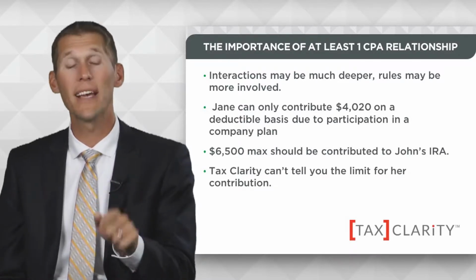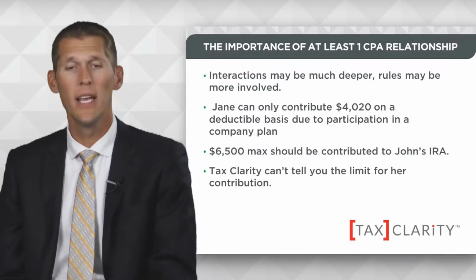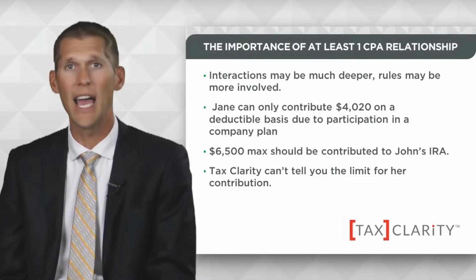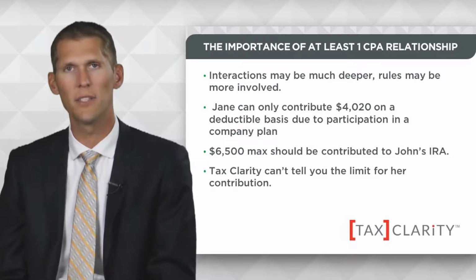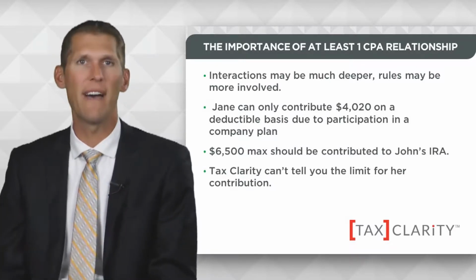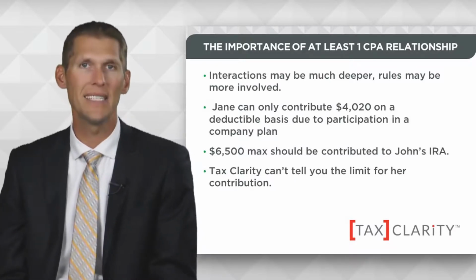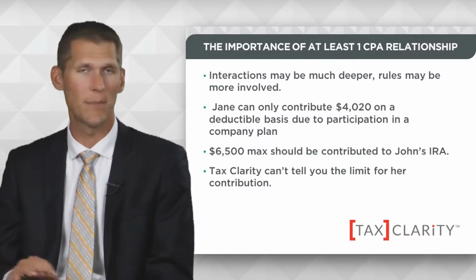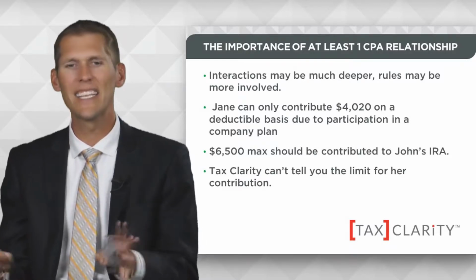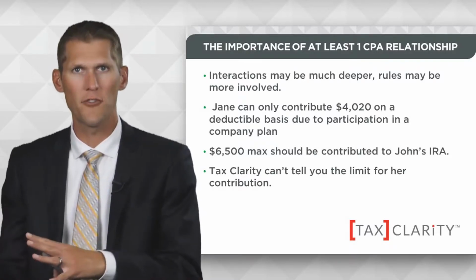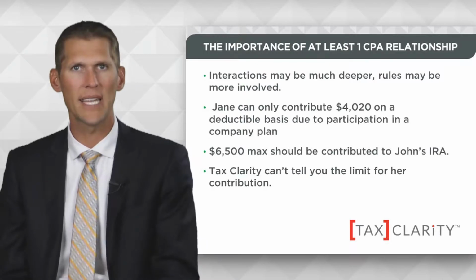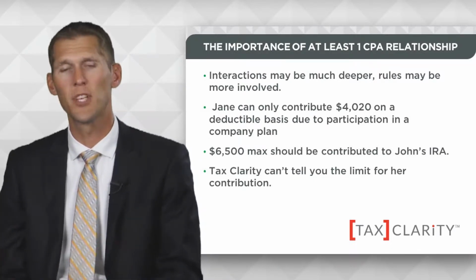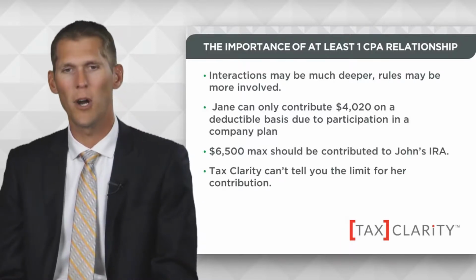So in this case, because Jane was contributing to an employer-sponsored retirement plan, she could only contribute $4,020 to a deductible IRA, which means that we contributed the $6,500 max to his IRA in order to get us to the number we needed to reduce those capital gains as much as possible. Now, Tax Clarity isn't going to be able to tell you those limits for contributions. It's not asking about outside contributions to IRAs. That's where it becomes so important to build relationships with other centers of influence in your local market.